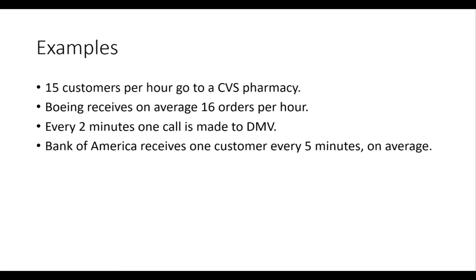So I can tell you Bank of America receives one customer every 5 minutes on average, and for example, the inter-arrival time has gamma distribution, and then they'll give you the rest of the parameters that we need for that distribution. Okay, David.